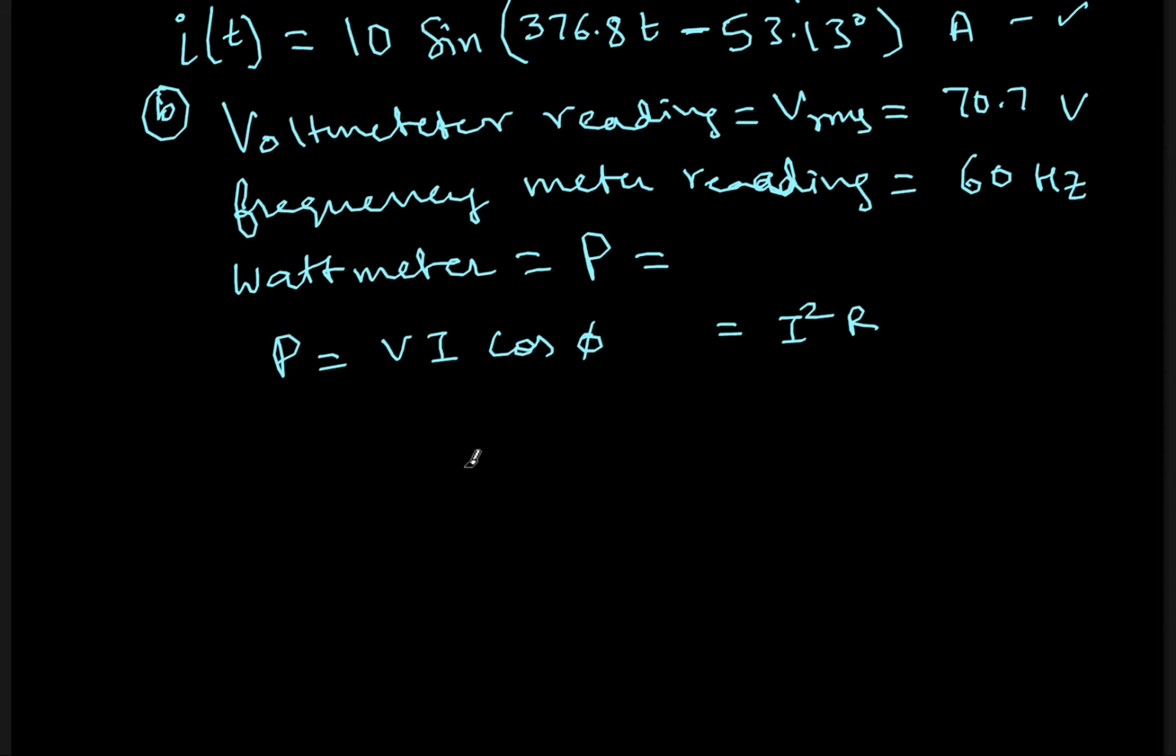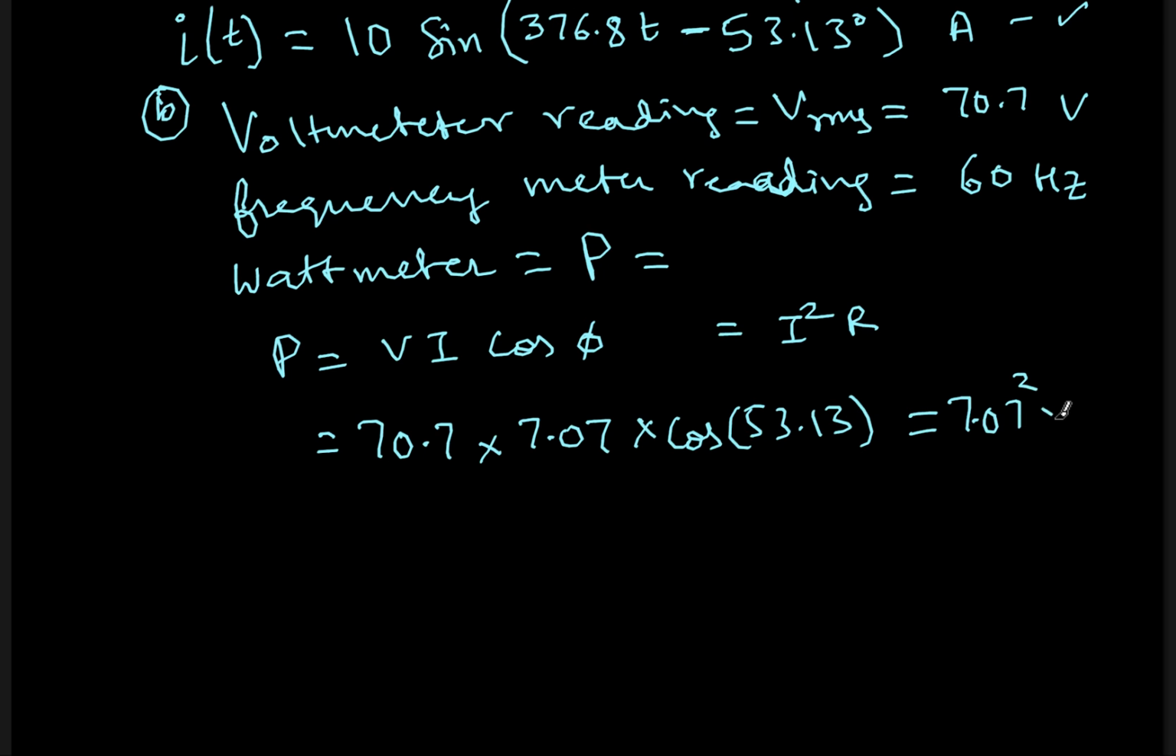So let's verify both. So V is 70.7 and I is 7.07. All RMS values we have to use. And then cos of angle between them, 53.13. So this is one way of calculating. Another way of calculating is I square R. So 7.07 square into 6 ohms, which is your resistance. So let's see how much we get.